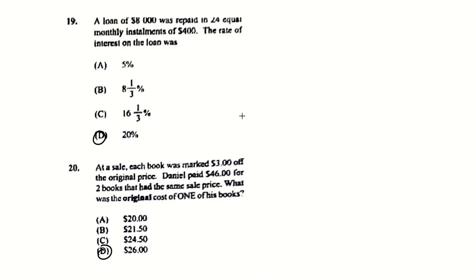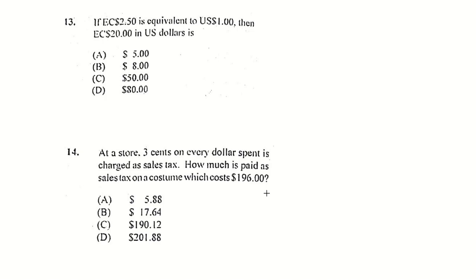That is the end of May, June 2022. Let's look at January 2022. Paper 1, Consumer Arithmetic, numbers 13 to 20. Let's look at the first one.